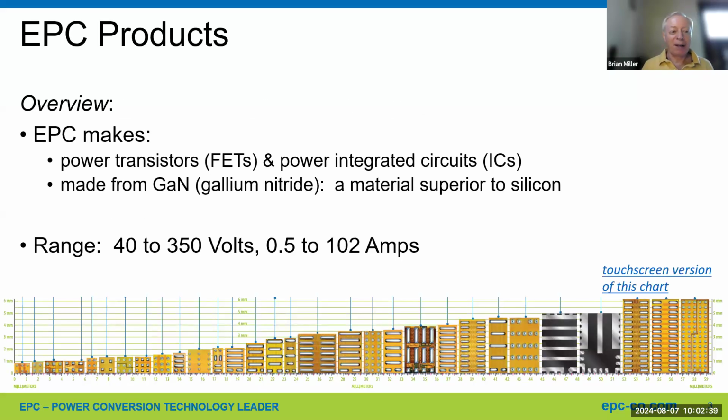Okay, EPC products. So EPC makes power transistors made of GaN, which is a material superior to silicon. The range that EPC makes for GaN FETs is 40 volts to 350 volts, from very small, like less than 1 by 1 millimeters and less than half an amp, up to over 100 amps continuous. So here's a display of them here.